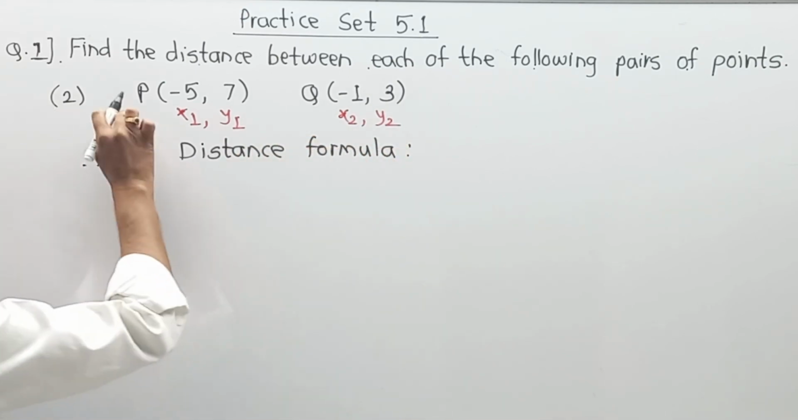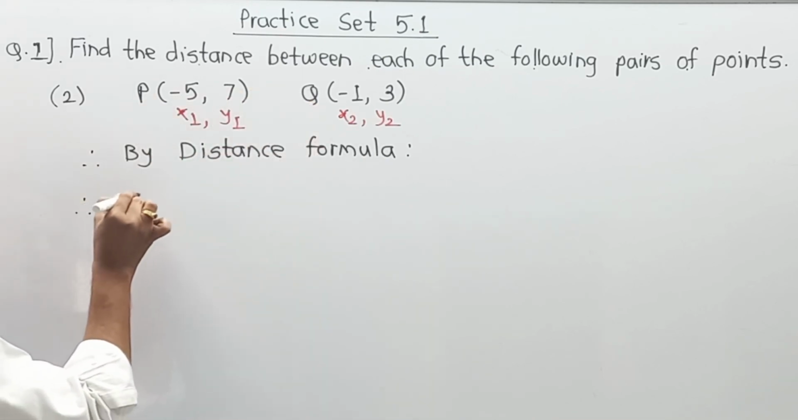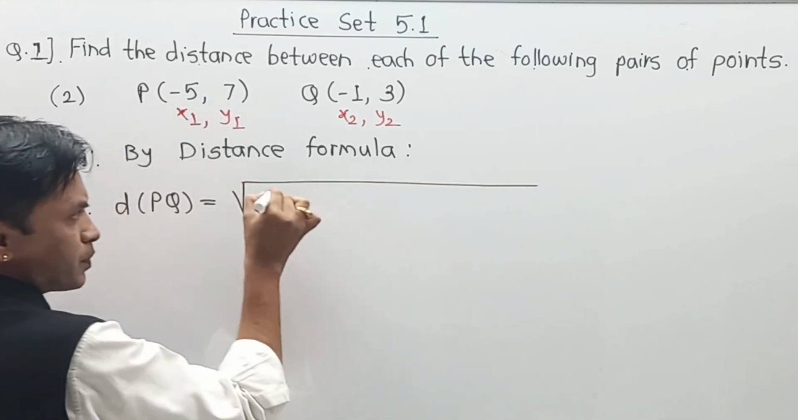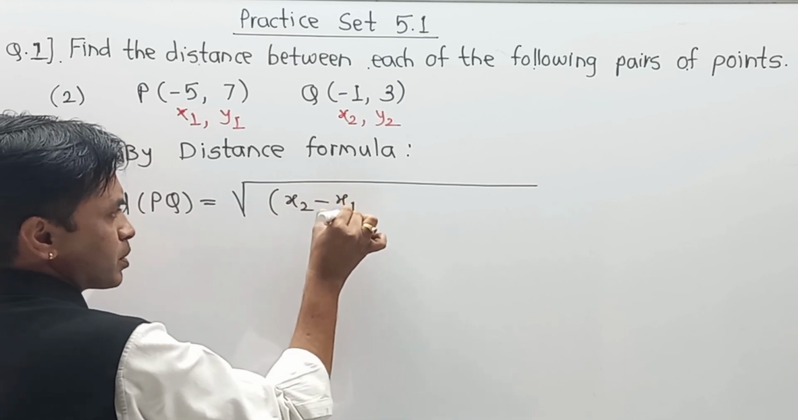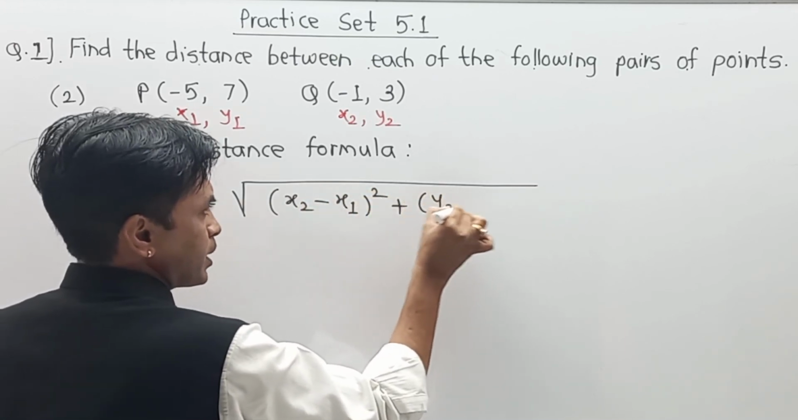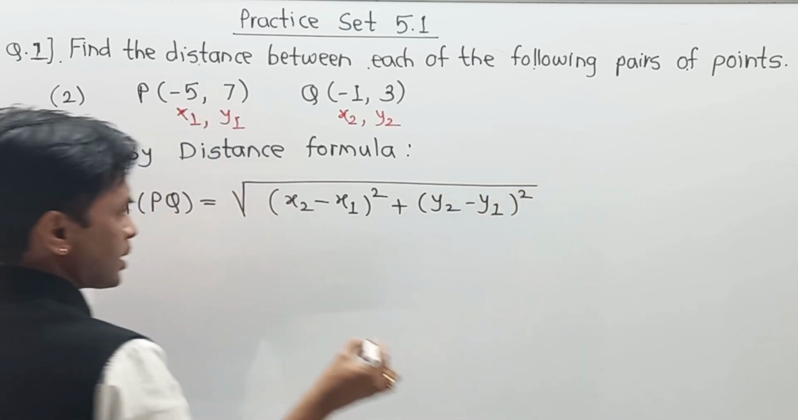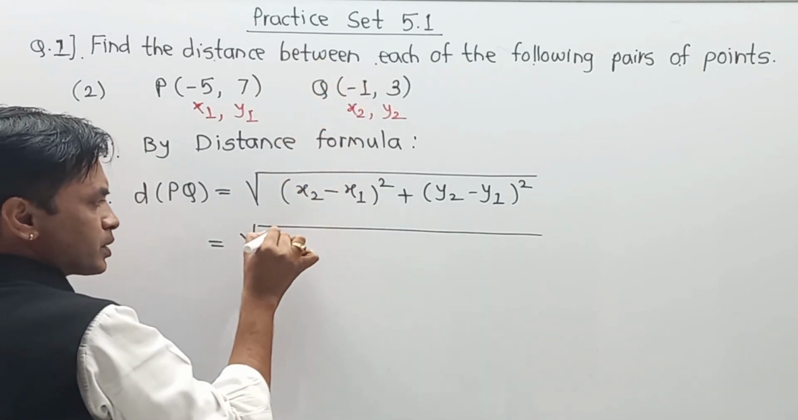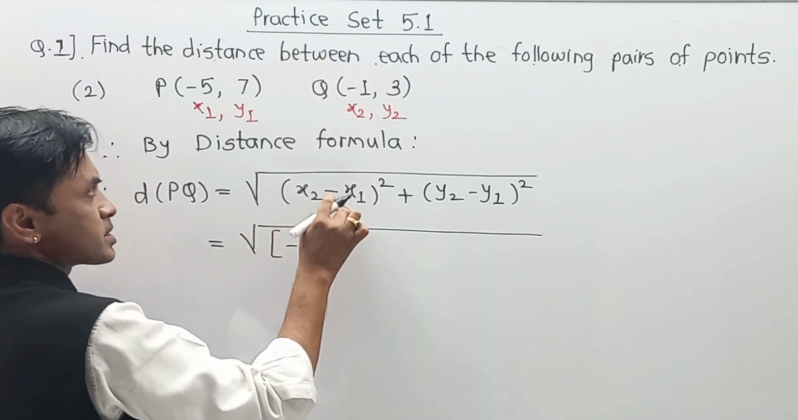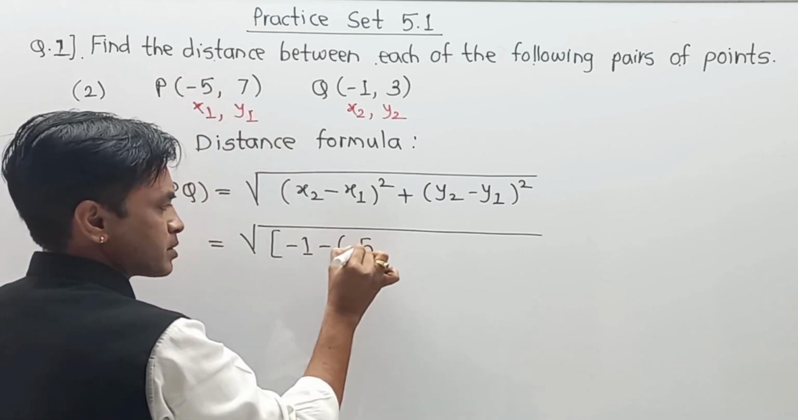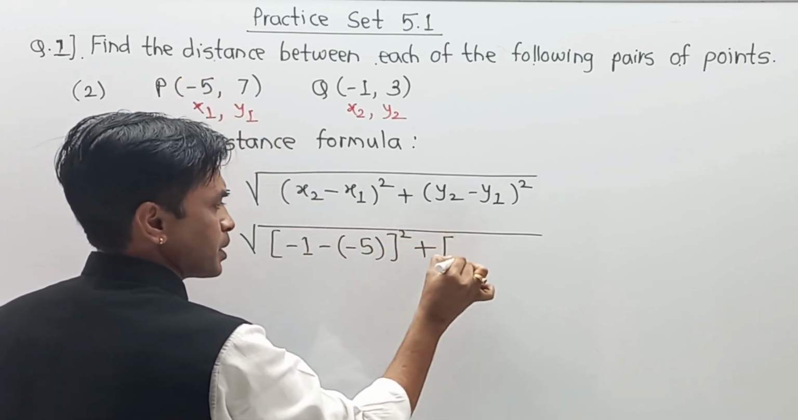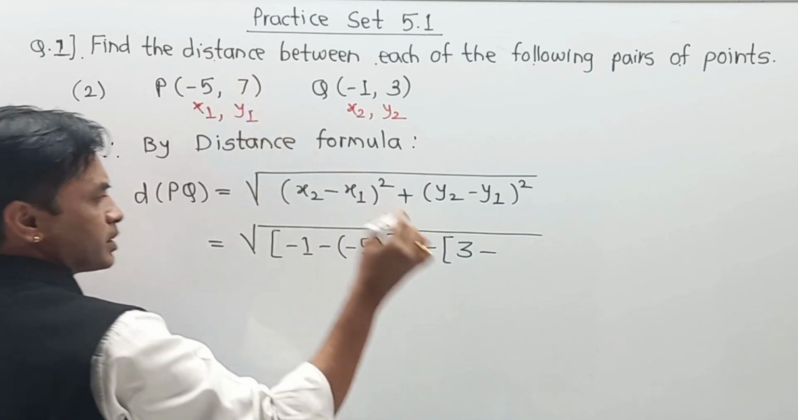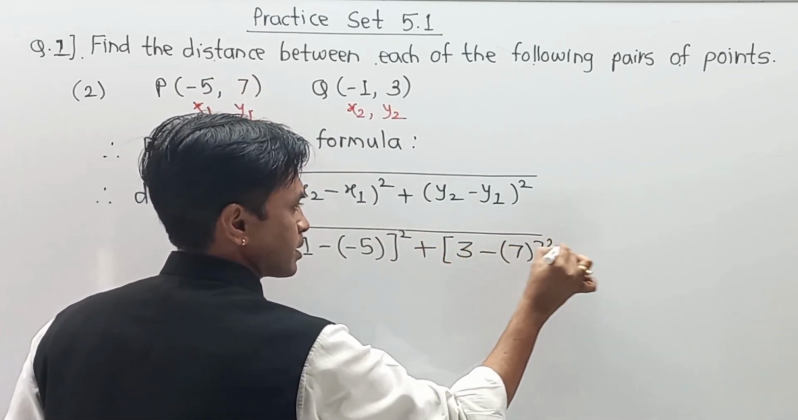the distance between the points P and Q, that is distance PQ, is equal to under root of (x2 minus x1) bracket square plus (y2 minus y1) bracket square, is equal to x2, that is minus 1, minus x1, which is minus 5, bracket square, plus y2 minus y1, that is 3 minus 7, bracket square.